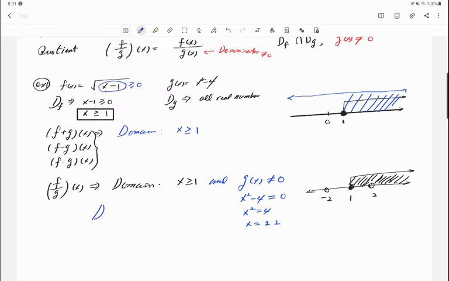So the domain is what? x has to be greater than or equal to 1, and from all these x values, x cannot be equal to 2. All right? Not equal to. Can you see it? So the domain is always the intersection of the two functions. From that overlap area, if there are other restrictions, then remove them from the domain.